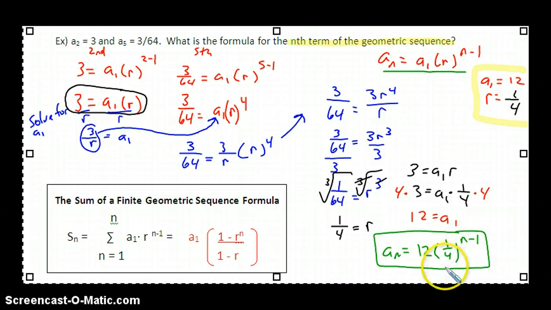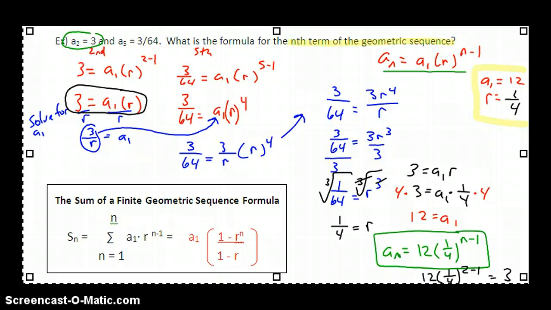Let's just take the time to check this to make sure that I got this sequence right. Here's what I know. I know the second term of my sequence is 3. So if I plug a 2 into here, do I get 3? Let's check that. 12 times 1/4 raised to the 2 minus 1. 1/4 of 12 is 3. So I do get 3. And that's what I wanted to do. I could check it with this one if I wanted as well. I could plug a 5 in for here and do 1/4 raised to the fourth power, times that by 12, and I would get 3 over 64.